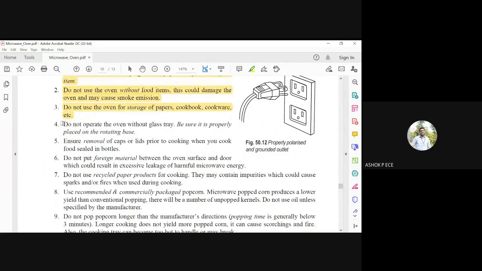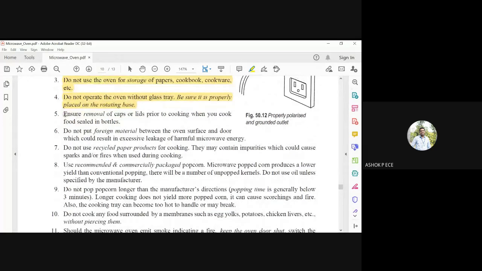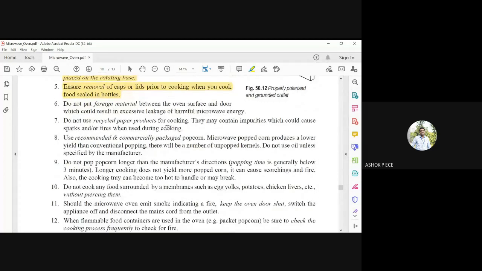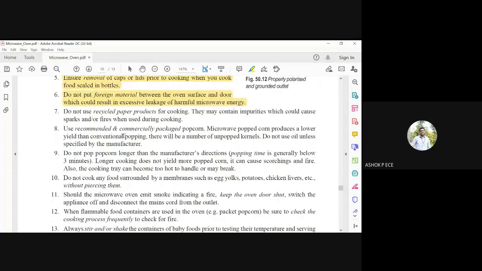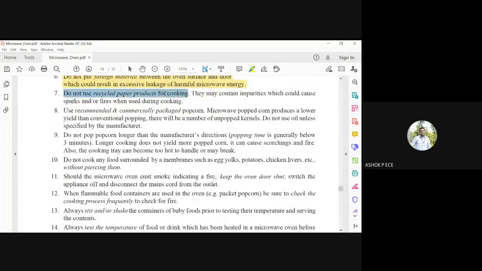Do not operate the oven without the glass tray. Be sure it is properly placed on the rotating base. Ensure removal of caps when you cook food in sealed bottles, because plastic will completely melt. Do not put foreign material between the oven surface and door, which could result in leakage of harmful microwave energy. Do not use recycled paper products for cooking, because there might be impurities which might cause the paper to burn.